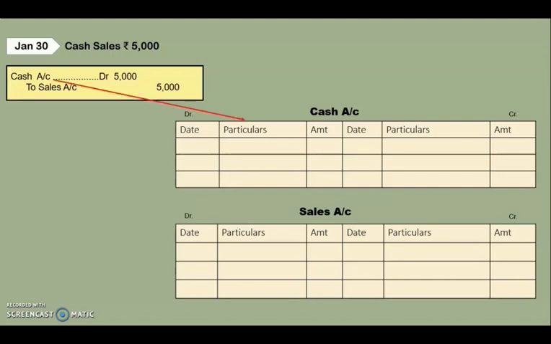So on the debit side of cash account we'll write to sales account 5,000, and on the credit side of sales account we'll write by cash 5,000. Then the last transaction on 31st of Jan, paid wages rupees 400.